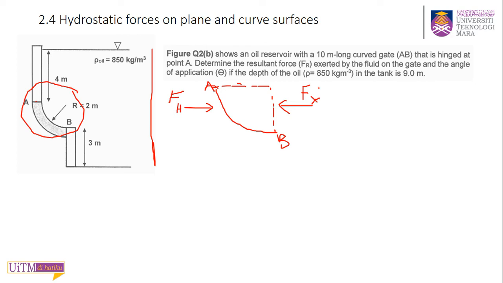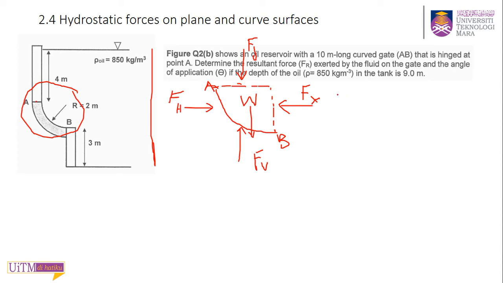Then FY is on top of A, above or below? Below. Okay, good. Then its FV is opposite to FY. Okay, good. Then the weight is in AB, going down. Okay, well done. So there's your FBD, for the plane above the curve.